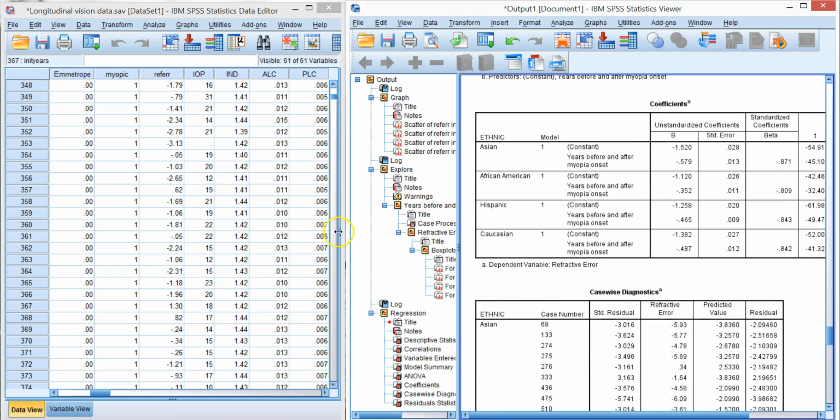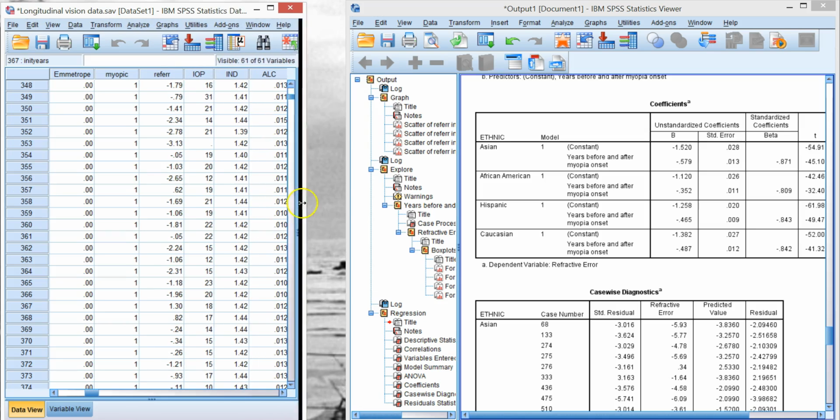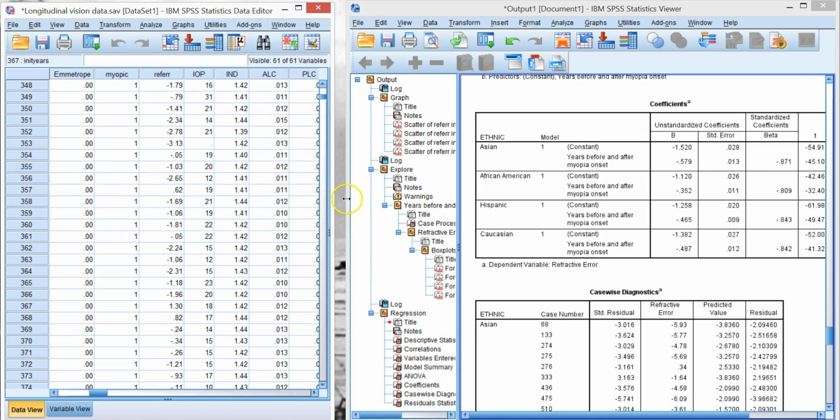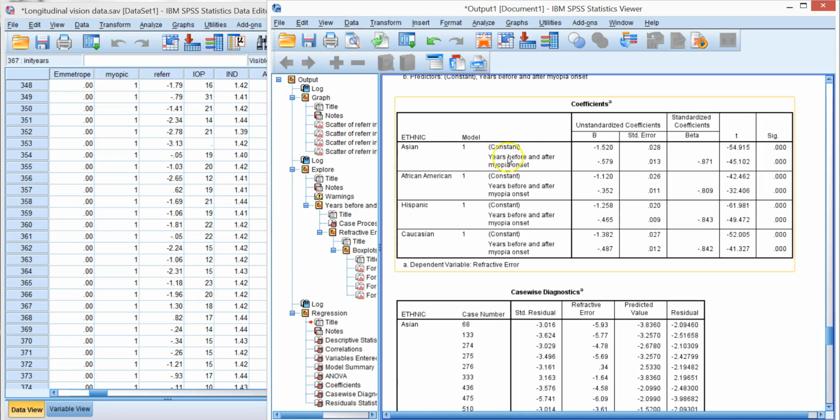And then finally here we have the table with the coefficients. So we have our four ethnic categories. We have the constant, in y equals a plus bx, that's the a. The b under the years before and after, that's the slope. This is the intercept, this is the slope. These are the standard errors of the intercepts and slope. This is a standardized coefficient known as beta.